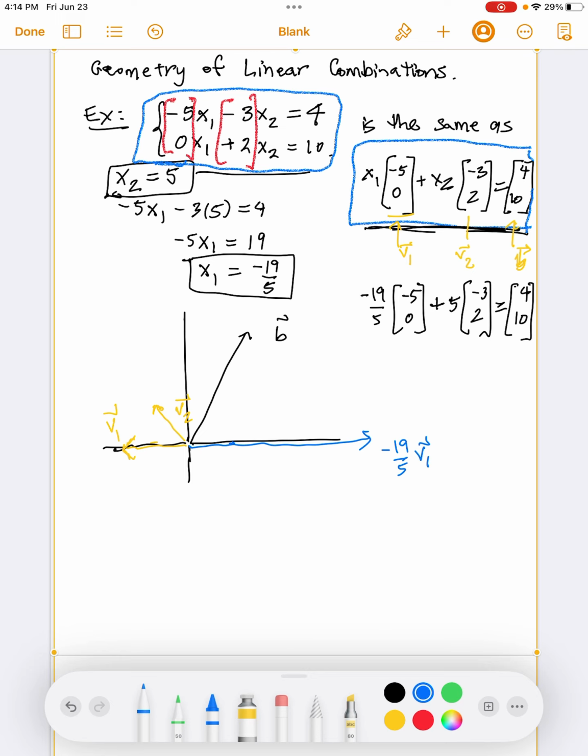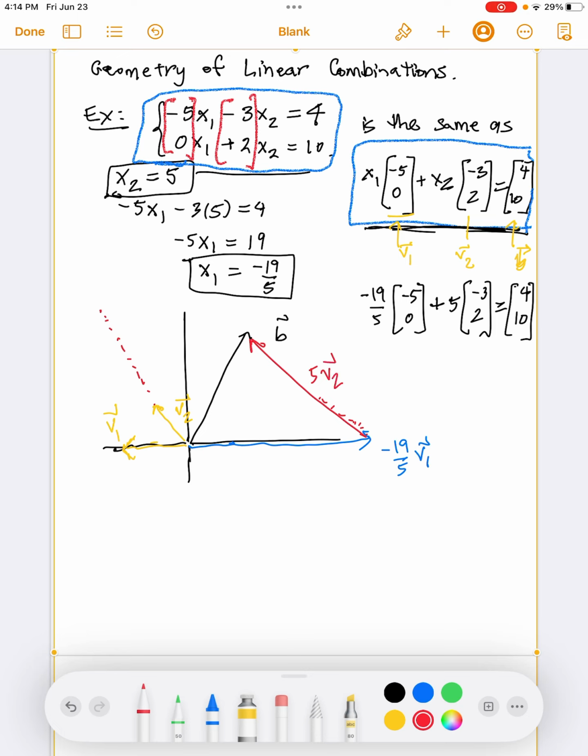And then if I do 5 of v2, well, 5 of v2 is going to be 5 times the length of this v2. So then if I add it, that's 5v2.